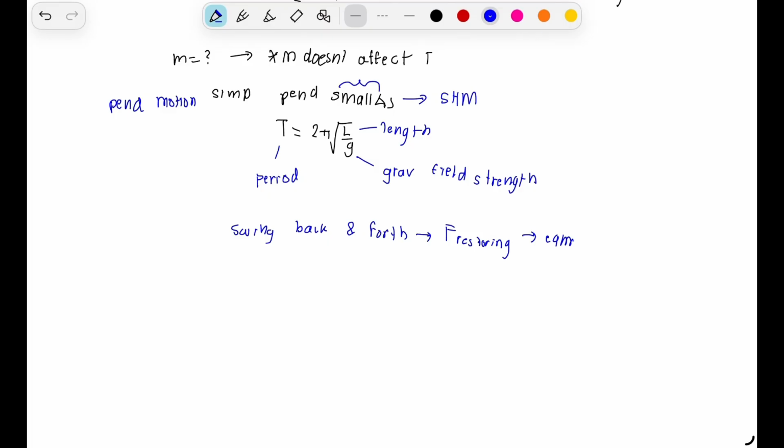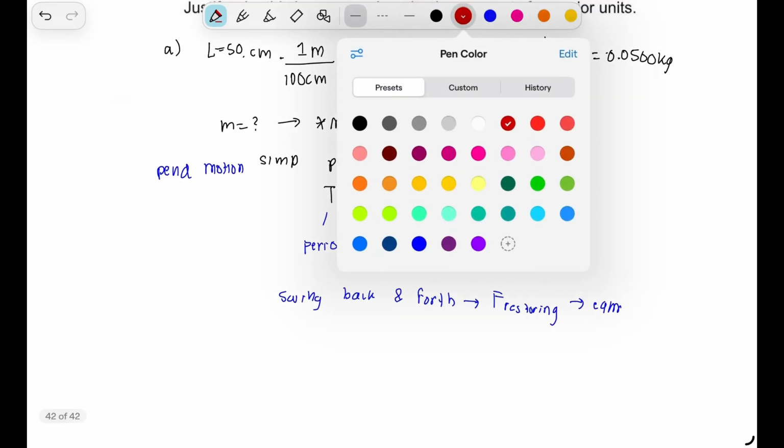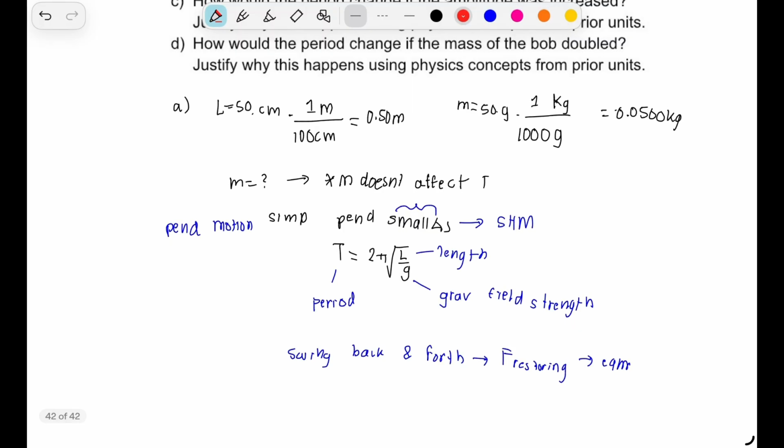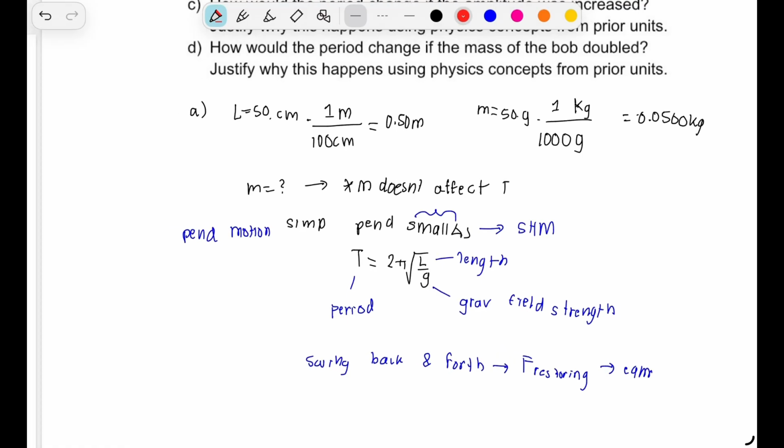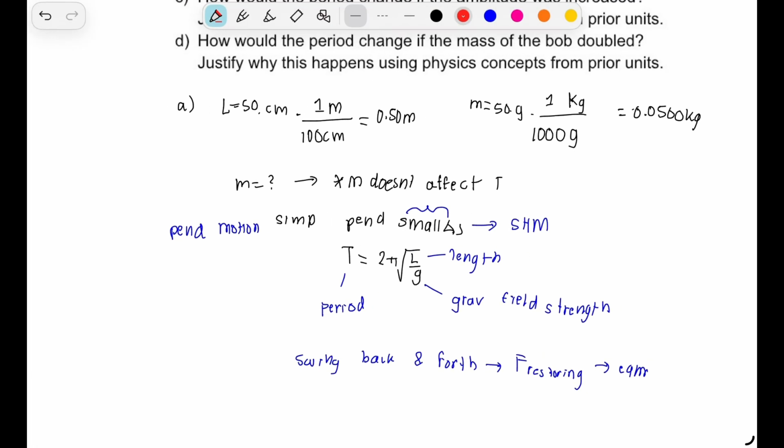So the things that do not contribute to period, or aka things that our pendulum motion is not affected by, is going to be amplitude for small angles as well.